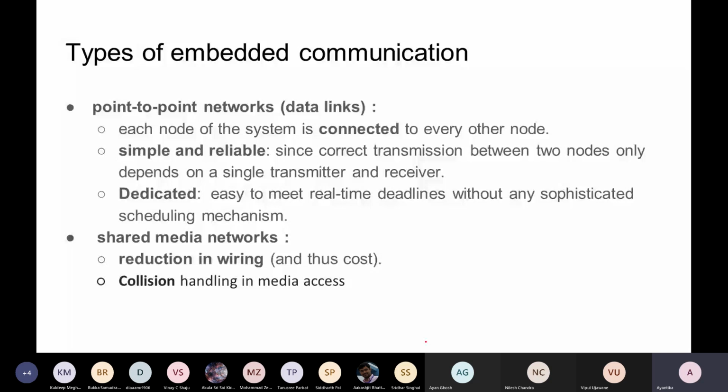One is point to point, that is the data links. That means we are considering each node is connected to each other, that is, there is some dedicated connection. And if that connection is dedicated, that means that is, of course, reliable. But to understand, you have a huge number of nodes in that scenario. To make such dedicated communication possible requires huge cost.